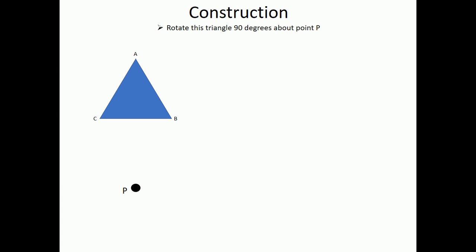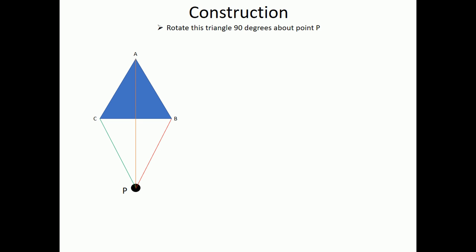So if you look at the construction, we see that the question tells us to rotate this triangle 90 degrees about the point P. So as we saw from the other slide, every point on a figure must rotate about the point the same angle. So we have 3 points in the triangle. So first things first, we're going to connect all these points to point P.